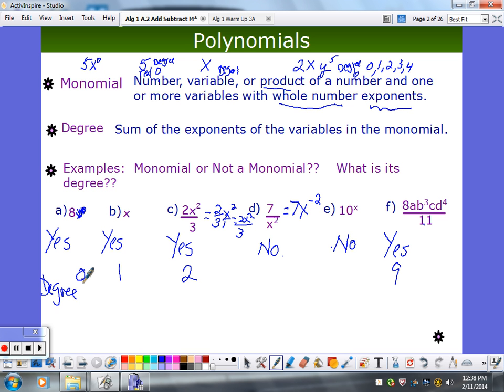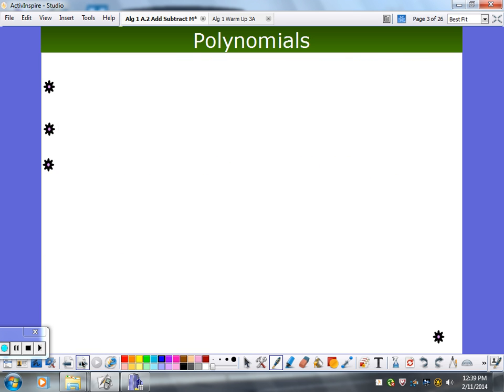Degree 0. How many variables do you see? None of them. You can look at just the exponents. This is 8 times x to the 0. So what's the exponent? 0. So numbers have a 0 degree. How many variables do you see? You have to multiply them out. There's really 3 of these, 1 of those, 1 of those, 4 of those. So you're adding the little exponents up. Okay.